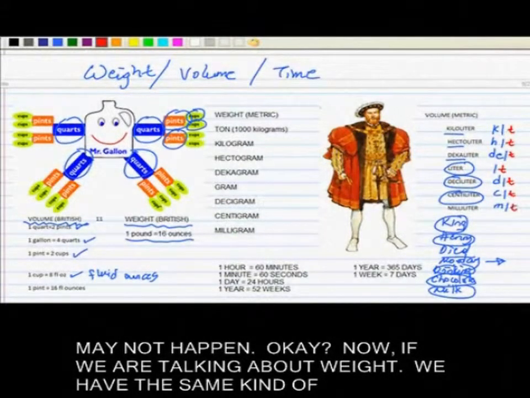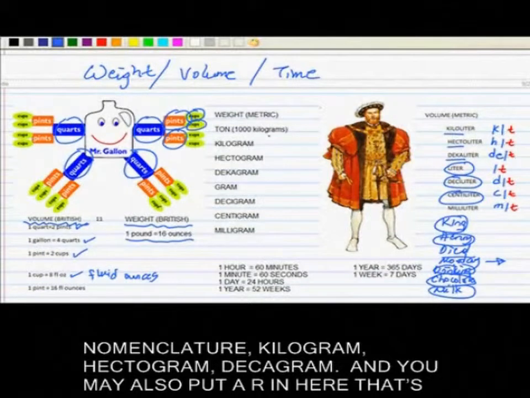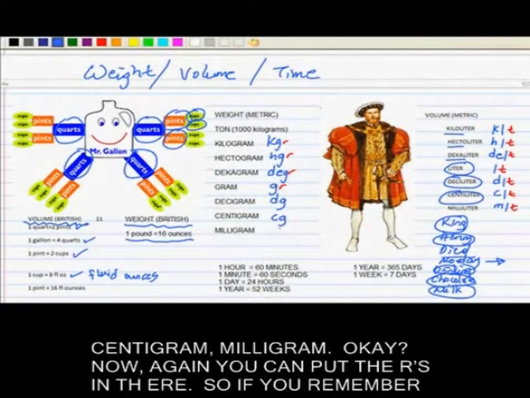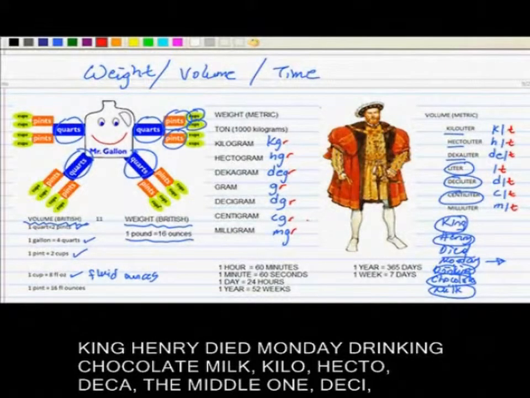Now, if we're talking about weight, we have the same kind of nomenclature: kilogram, hectogram, decagram. And you may also put an R in here. That's, again, up to the person. And then you have gram, if you want to put R in there, decigram, centigram, milligram. Okay? Now, again, you can put the R's in there. So if you remember, King Henry died Monday drinking chocolate milk: kilo, hecto, deca, the middle one, deci, centi, milli.